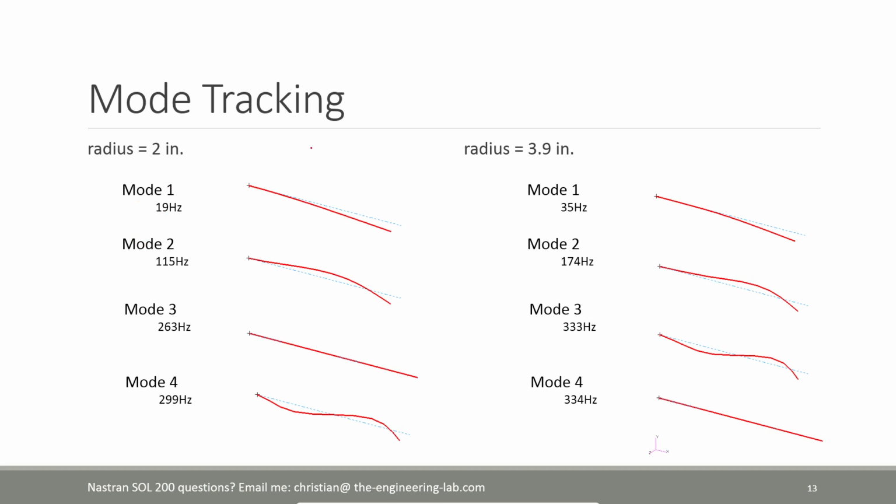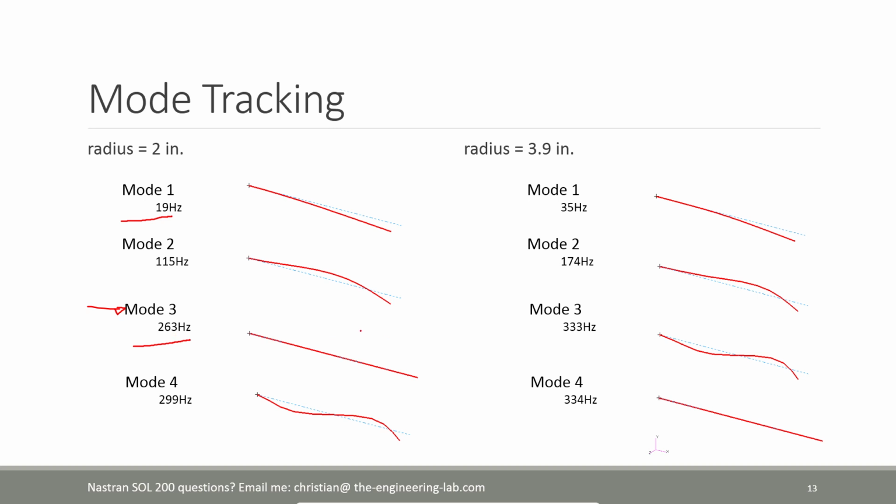Oh, I almost forgot. Mode tracking. So we're going to impose our constraint for mode 1 and mode 3. Now, this is very important because the order in which the mode numbers are expressed is in order of increasing natural frequency. So suppose that we apply a constraint to mode 3, which currently has a natural frequency of 263 hertz.